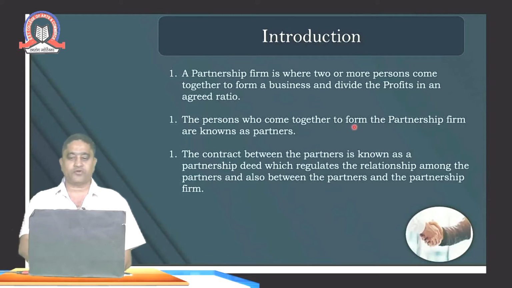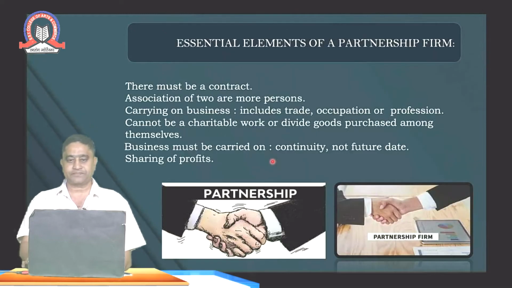The persons who come together to form a partnership firm are known as partners. The contract between the partners is known as the partnership deed, which regulates the relationship between the partners and also between the partners and the partnership firm. So the partnership deed deals with the relation between partners to partners and the partnership firm to the partners.